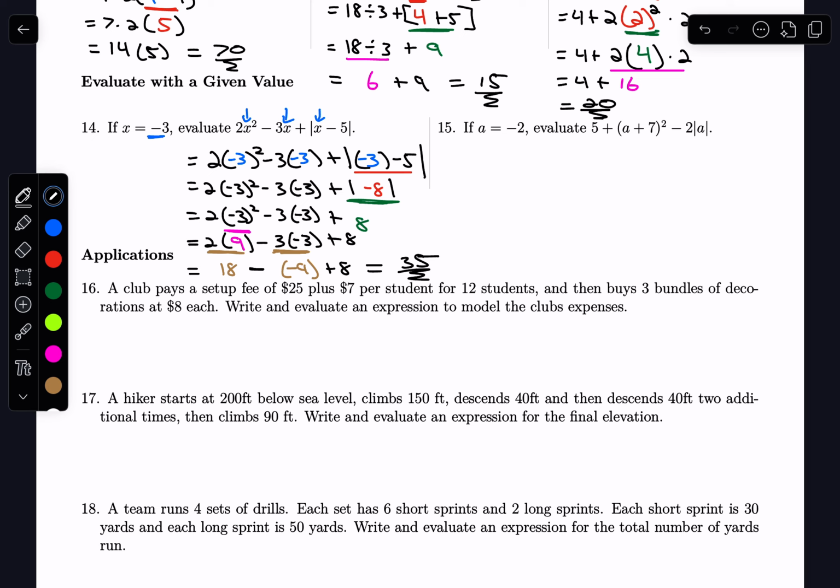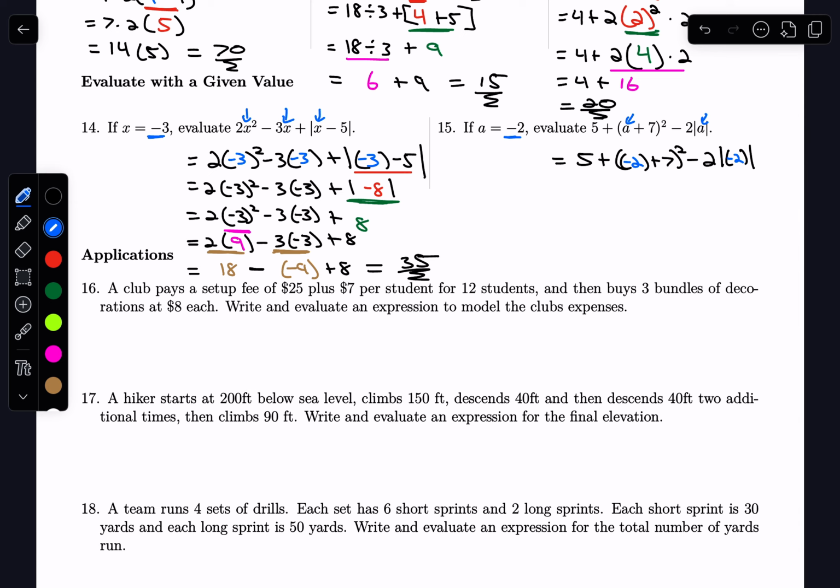Number 15 up there, we have a equals -2, evaluate 5 plus, parentheses, a plus 7 squared minus 2 absolute value of a. So we're going to have to put this a being -2 in two different spots. So when we rewrite this, we're going to have 5 plus parentheses. Where I see that a, I'm going to put another set of parentheses, and then plus 7 squared minus 2 absolute value of, and I'll put parentheses inside. And then where I put those parentheses, I just put a -2 in each spot.